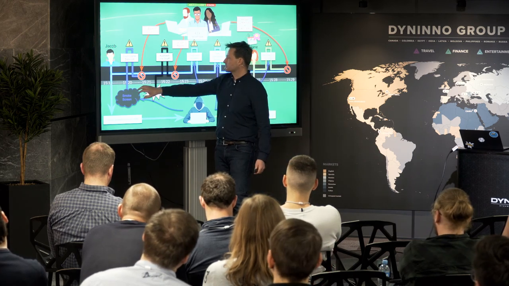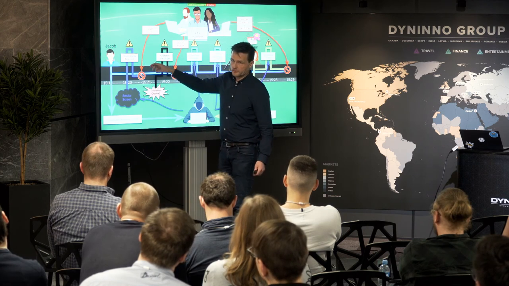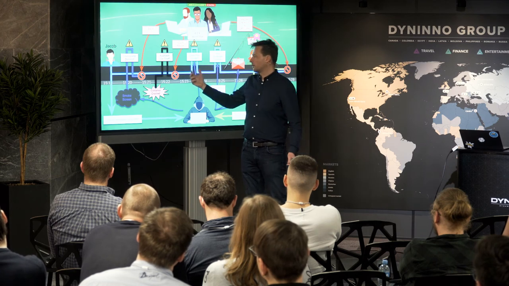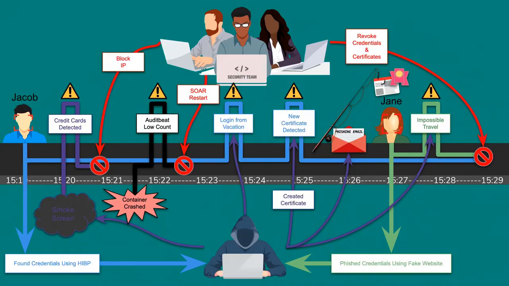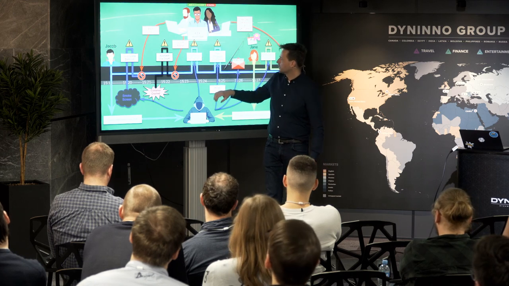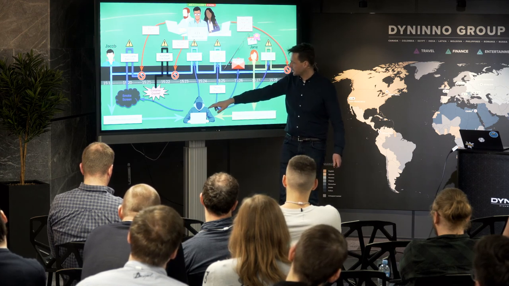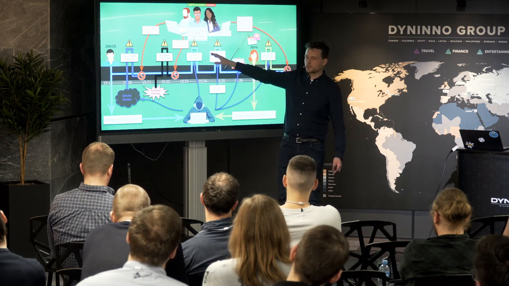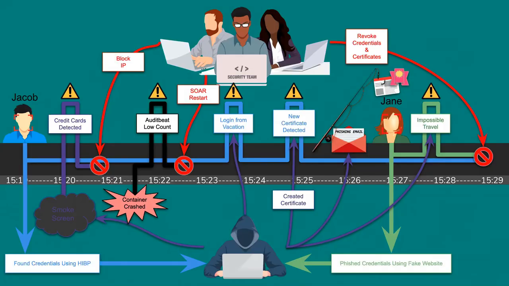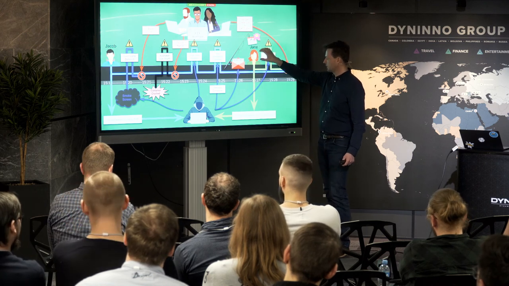When he starts the attack, he puts out a smoke screen. Swift Crypto is a Bitcoin company, so of course they keep an eye on credit cards being detected. He knows that because he's a former employee, a former developer, so he knows that will be looked at. He uses that to put out a smoke screen. Then he crashes Auditbeat to cover his tracks, and we have a SOAR restart of that. Then Jacob Doe, AKA the hacker, logs in from vacation, creates a certificate to make an HR site to do a phishing attack, and phishes the credentials of an HR employee called Jane Doe.